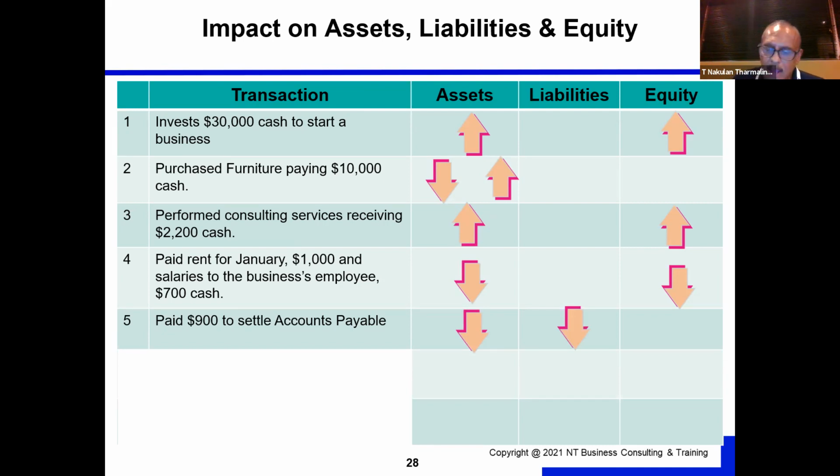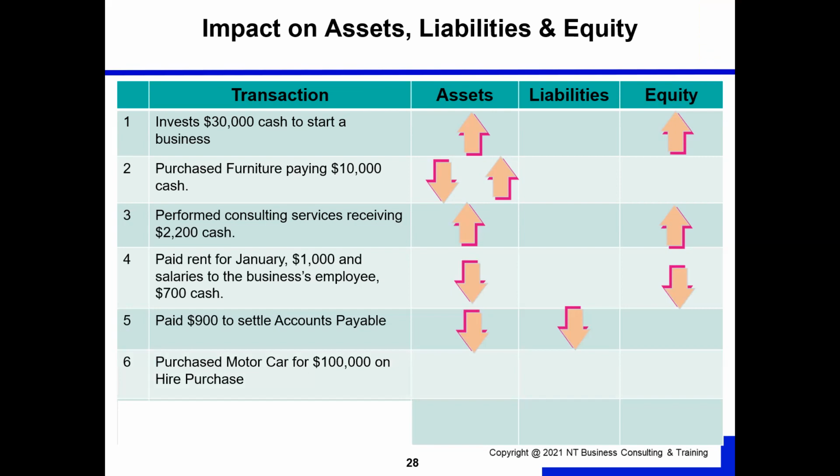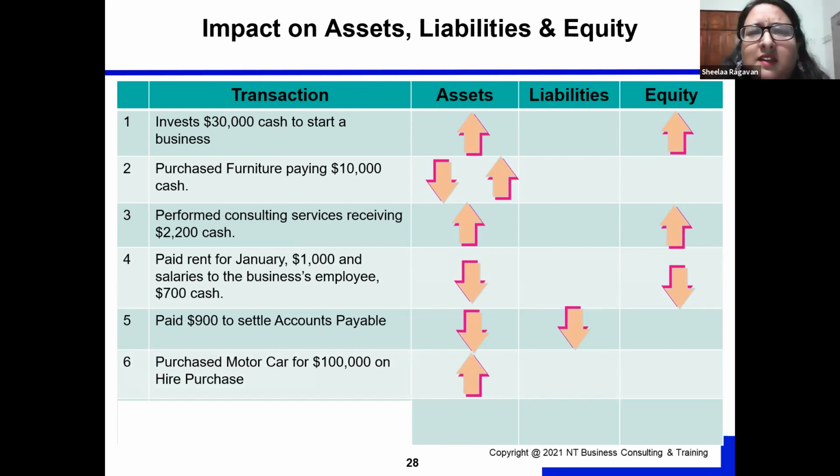Okay. You purchase a motor car for 100,000 on hire purchase. So what comes into your company? Asset goes up. Liability goes up as well. Excellent. Okay. Doesn't equity go up?